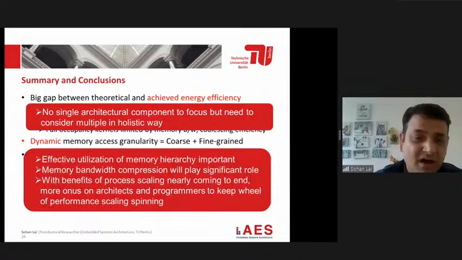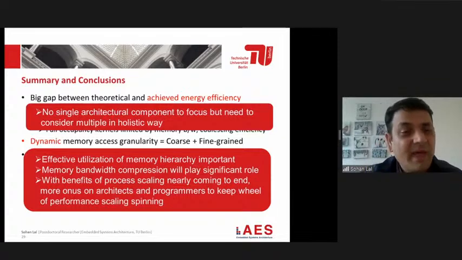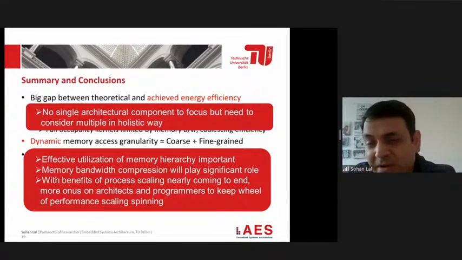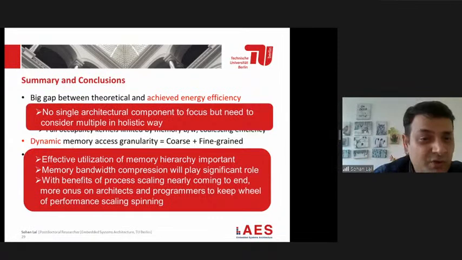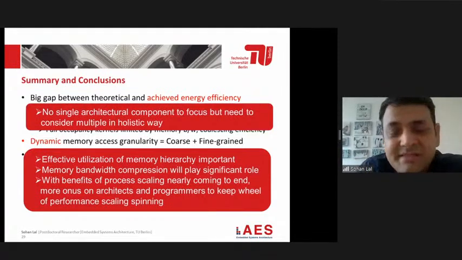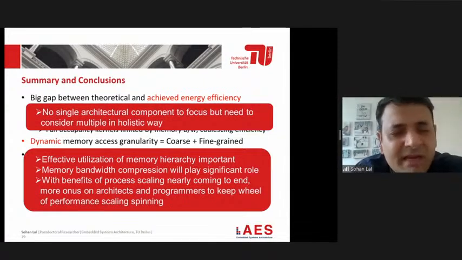For this category of the architectural research, what is the key message or the key takeaway? That we need to effectively utilize the memory hierarchy. It is very important. We show this by designing a dynamic memory access granularity system. We show that memory bandwidth compression will play a significant role in the future, especially when it's hard to scale the DRAM bandwidth. And on top of that, we have these days big data. We have a lot of data, but the data has a lot of redundancy. A lot of redundancy means the opportunity is there for doing compression.